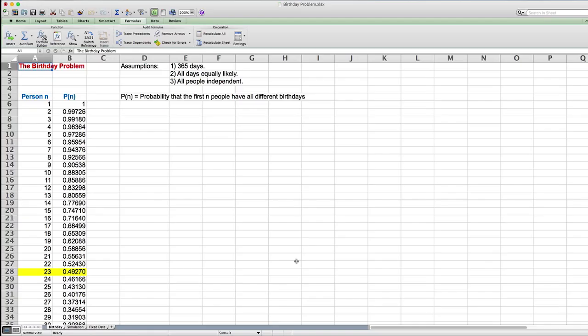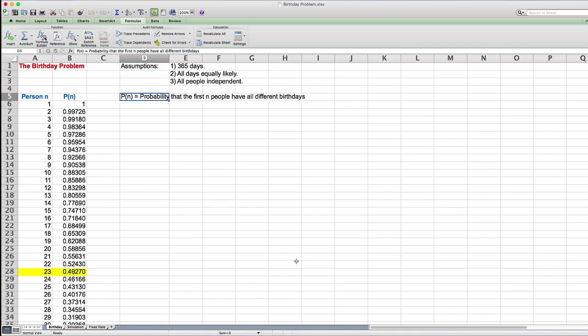Here we are now at the spreadsheet for the birthday problem that I prepared. Before we get into the calculation, I need to state my assumptions, which are listed over here in column E. First, we assume there's no February 29th, so we assume there are only 365 days in a given year. All of those days are equally likely, and we assume all the people in the room are independent. That means your birthday doesn't affect mine, our birthdays don't affect anyone else's, and so on.